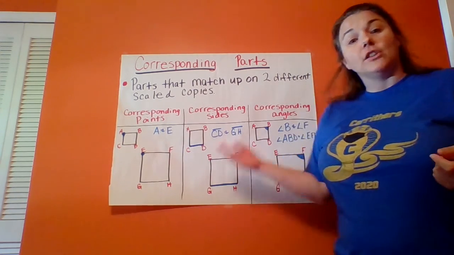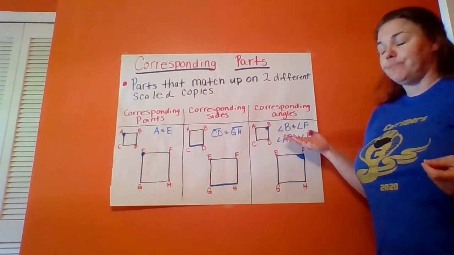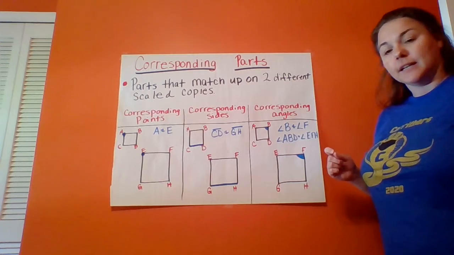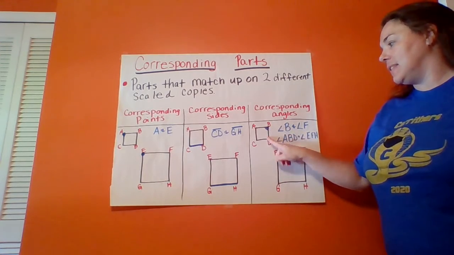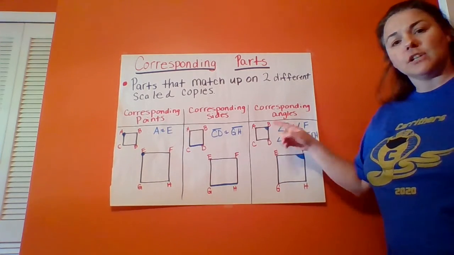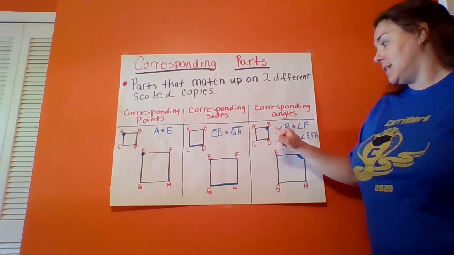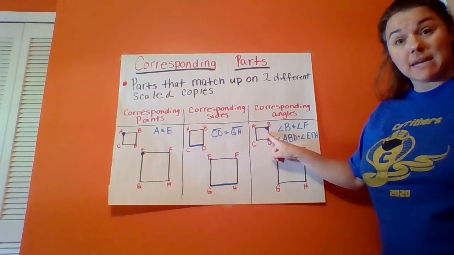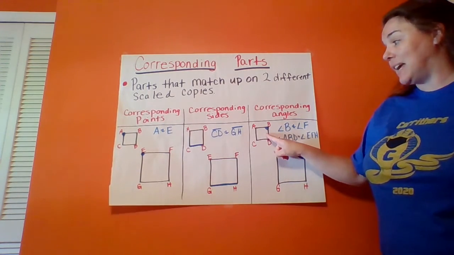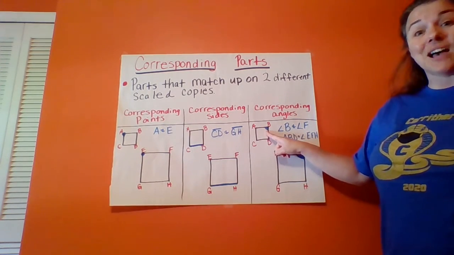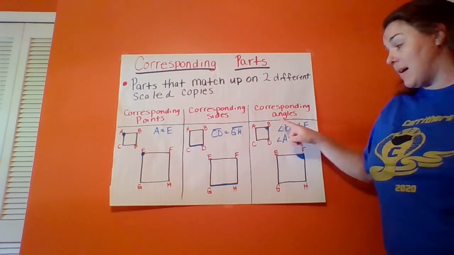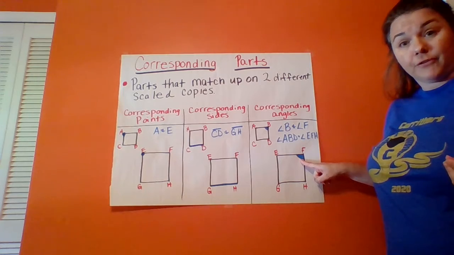And finally, we can look at corresponding angles. So again, same pair of scaled copies here. Let's take a look at this angle here. Remember, an angle measures kind of like how many degrees there are between 2 sides when they meet. So if I'm looking at angle B, it's in the top right corner. If I want to find its corresponding angle, I'm going to look at angle F.